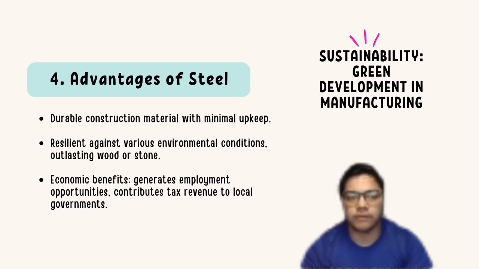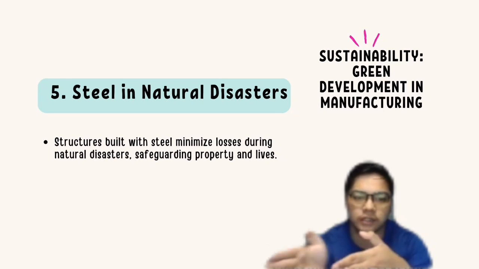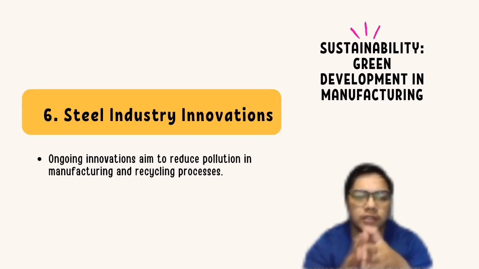And the fifth one is steel in natural disasters. Structures built with steel minimize losses during natural disasters, safeguarding property and lives. As you can see, for example, if you use plastic, it easily suffers huge losses due to its properties. Steel is much stronger than plastic. That is why. Six is the steel industry innovations.